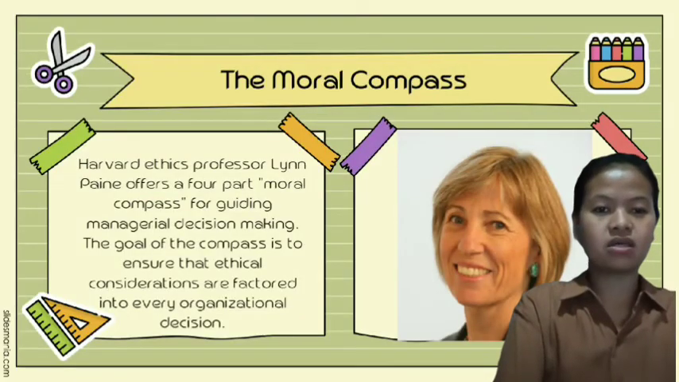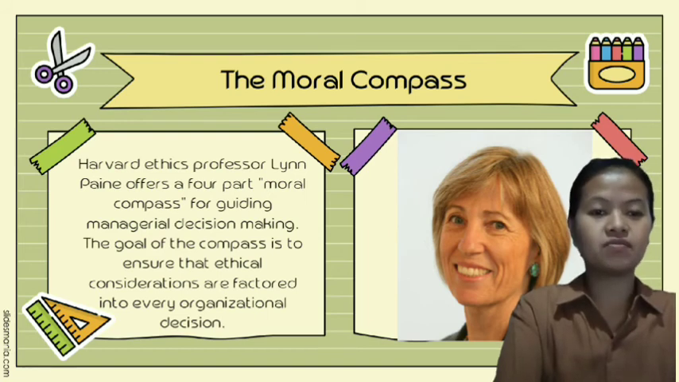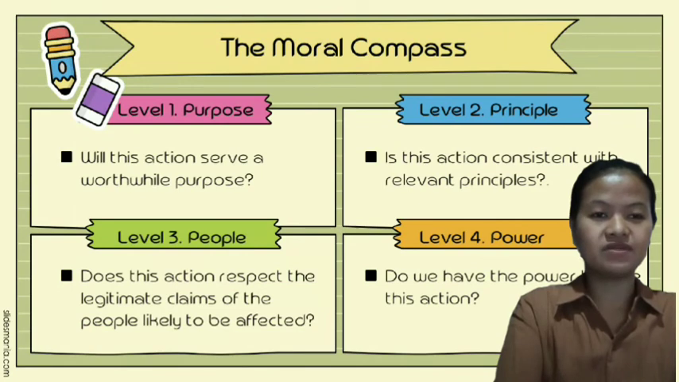In Moral Compass, Harvard Ethics Professor Lynn Payne offers a 4-part moral compass for guiding managerial decision-making. The goal of the compass is to ensure that ethical considerations are factored into every organizational decision. So in the Moral Compass, we have Level 1, Level 2, Level 3, and Level 4. Level 1 is: will this action serve a worthwhile purpose? Level 2: is this action consistent with the relevant principles? Level 3: does this action respect the legitimate claims of the people likely to be affected? And Level 4: do we have the power to take this action?